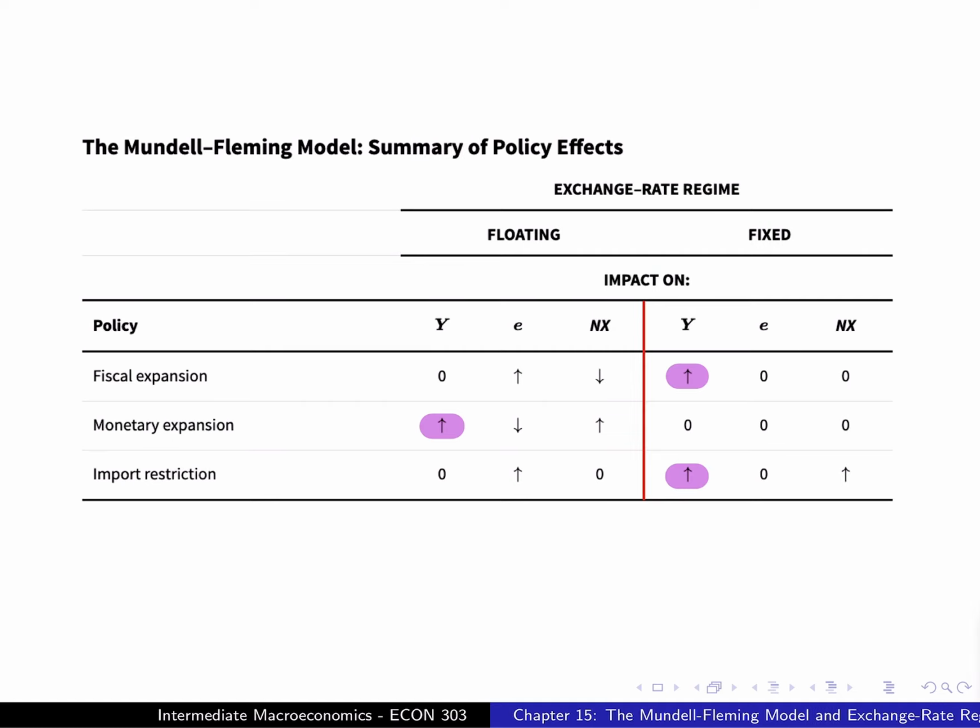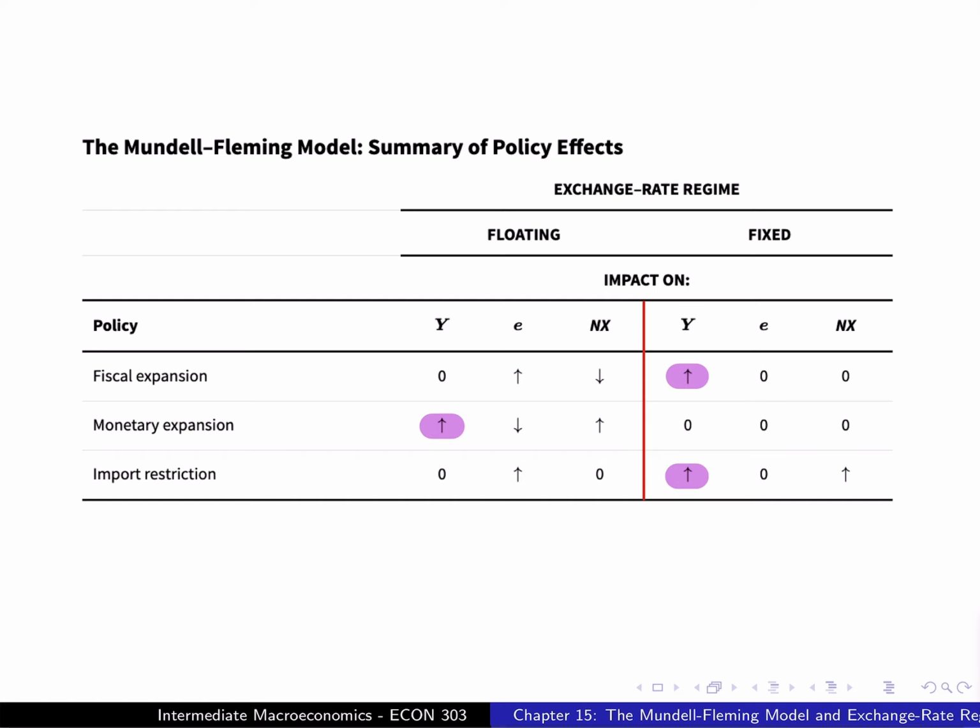Policy 2. Monetary expansion. Under floating exchange rates, output Y increases. Exchange rate E decreases or depreciates. Net exports NX increases. Under fixed exchange rates, output Y no change. Exchange rate E fixed. Net exports NX no change.